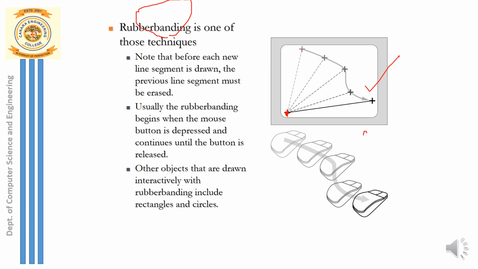I can perform this operation using a special callback function. Even though I'm using the mouse for doing this, I don't make use of the mouse callback function, but instead a special callback function, and I call it the glutMotionFunc. So this is a special callback function that is called especially for this type of rubber banding technique.